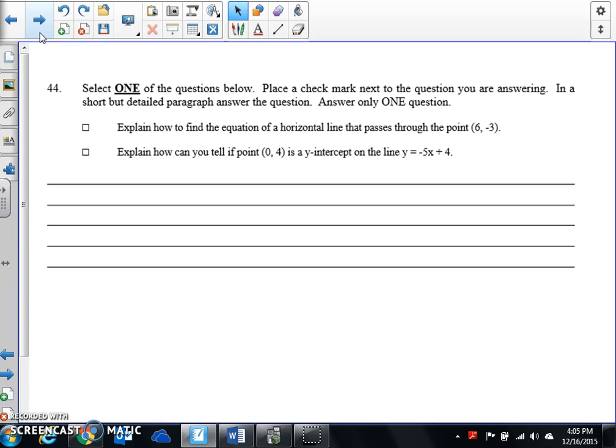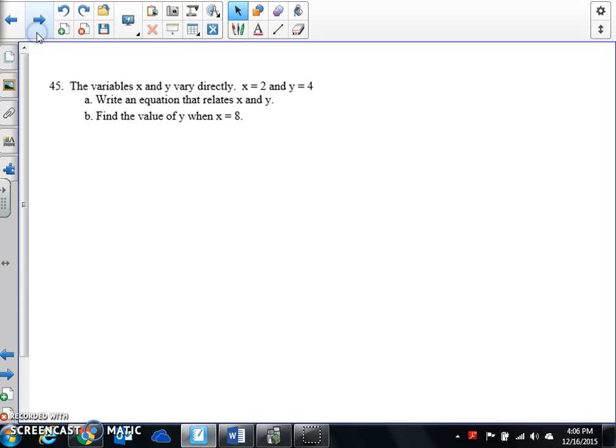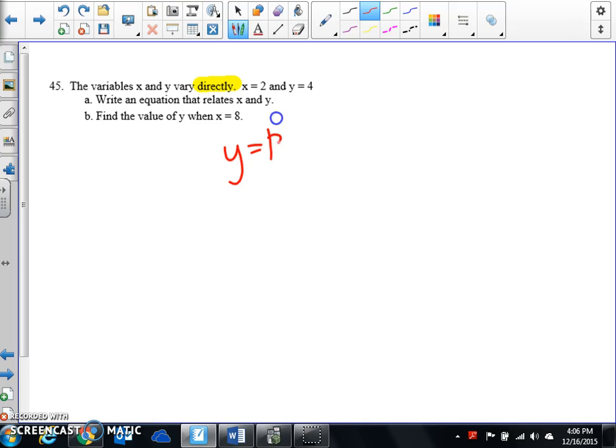All right, select one of the questions. I already talked about these. I think I wrote it out pretty self-explanatory, so just look at the answer key for that one. The variable x and y vary directly. If they vary directly, I immediately write y equals kx. So x is 2, y is 4. Divide both sides by 2, k equals 2.